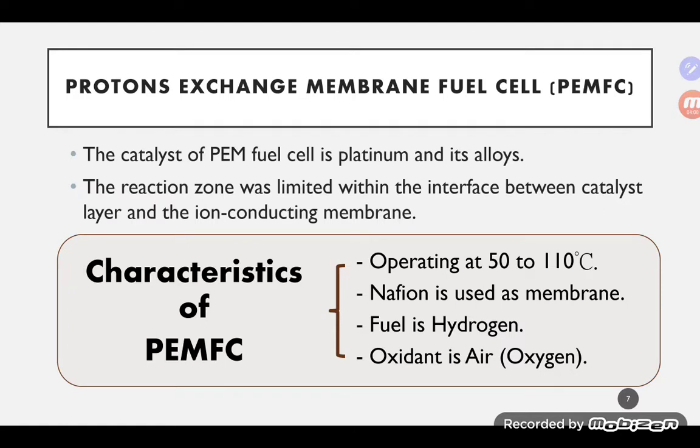In my research, I focused on the proton exchange membrane fuel cell, or PEM fuel cell, because the catalyst of the PEM fuel cell is platinum, and the reaction zone is limited to the interface between the catalytic layer and the ion conduction membrane. So this is the catalyst of the PEM fuel cell. We operate at around 50 to 110 degrees Celsius, and Nafion is used as the membrane. The fuel is hydrogen and the oxidant is air or oxygen.